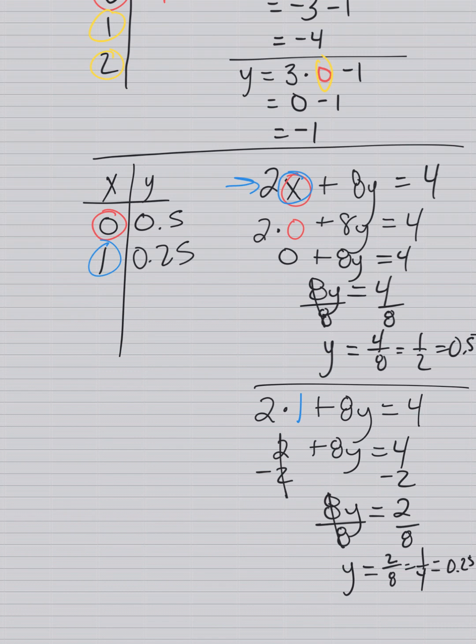So that's the process. We just take any x number we want. We tend to pick the easier, smaller numbers so that we can also put them on a graph. And you plug them in, solve the equation.